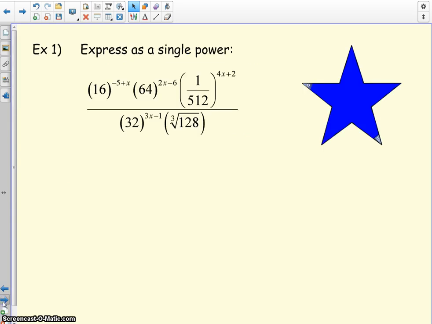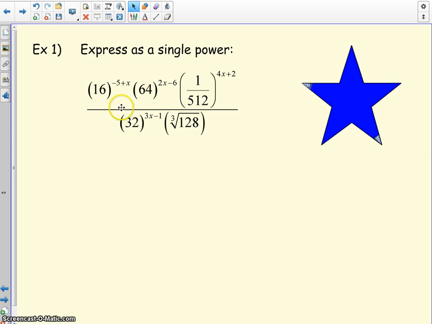Okay, so in the whole idea of trying to express things as a single power, this isn't an equation here, but I just want us to get used to the whole idea of trying to express an entire expression as a single power, because that's going to be absolutely vital to try and solve these problems. If you look here, none of these powers have the exact same base. We're trying to express them all as a single power, which means it should be possible that all of these numbers, so 16, 64, 1 over 512, 32, and 128, should all be expressed with the same base.